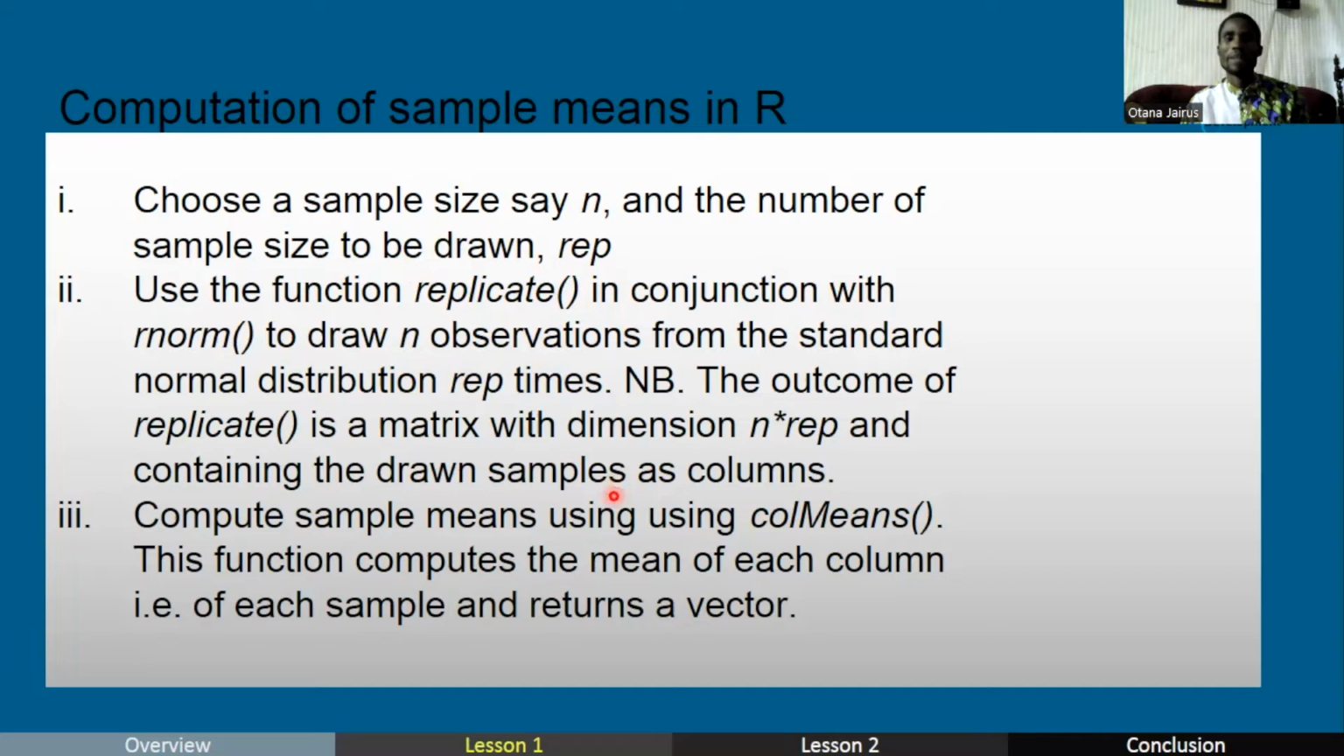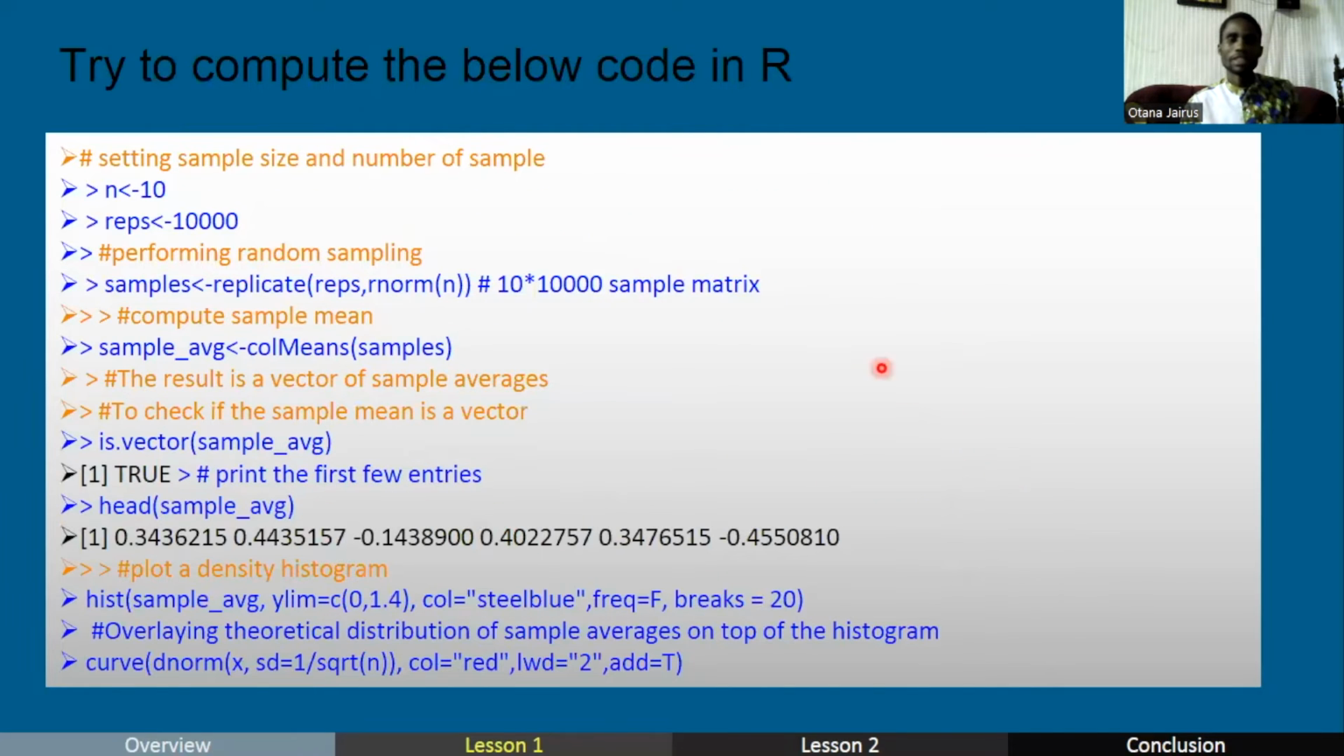The outcome of this replicate here is a matrix, and this matrix has dimension n by rep. N is the sample size, and rep is the number of samples to be drawn. This is a column matrix, okay? So in R, we have a function called colMeans. This function is used to compute the mean. Remember, our matrix is a column matrix, so colMeans will help us to compute the mean for each column. So let's go ahead in R.